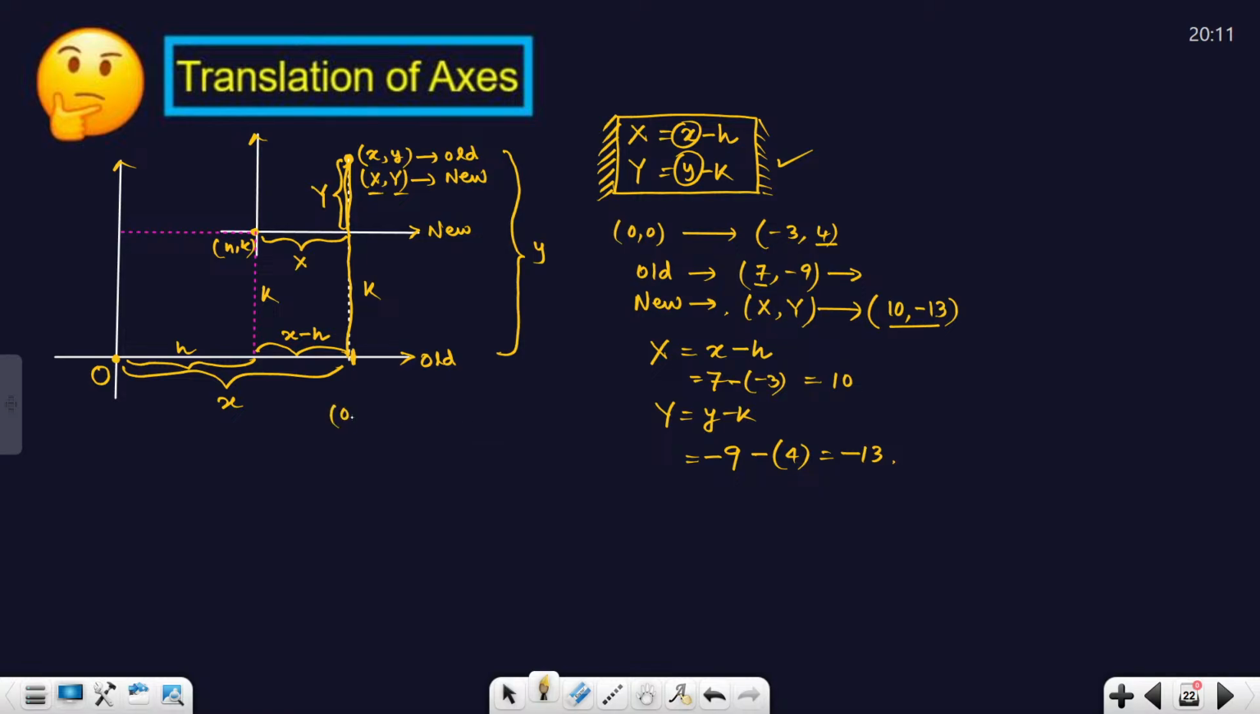Now another type of question can also come. Suppose the same question, the origin has been shifted to minus 3 comma 4. Now suppose in the old system, we are having the equation of any curve. Actually, this curve is basically a parabola, but still, what will be the equation of this curve in the new system? So what I will do? Here, my h is minus 3 and k is 4. The origin has been shifted to minus 3 comma 4.